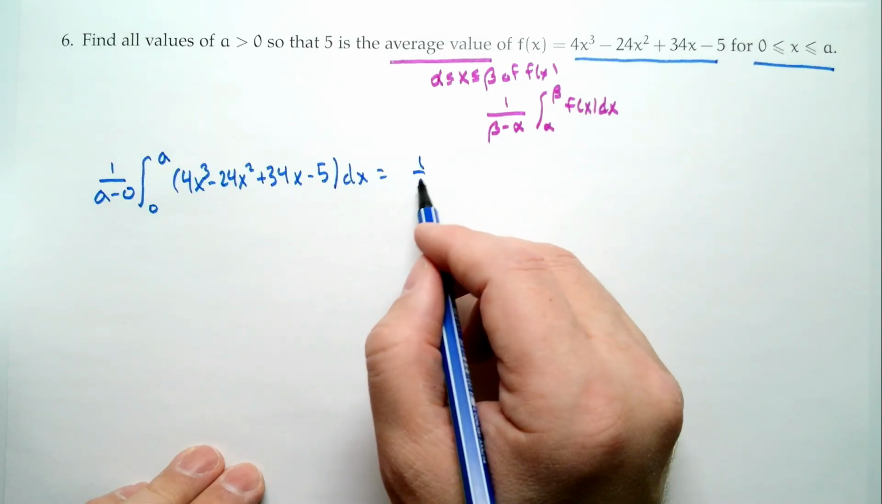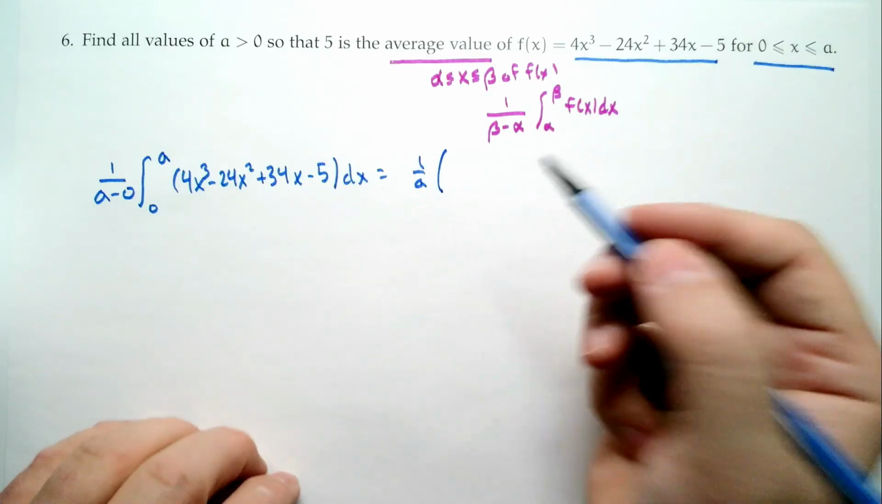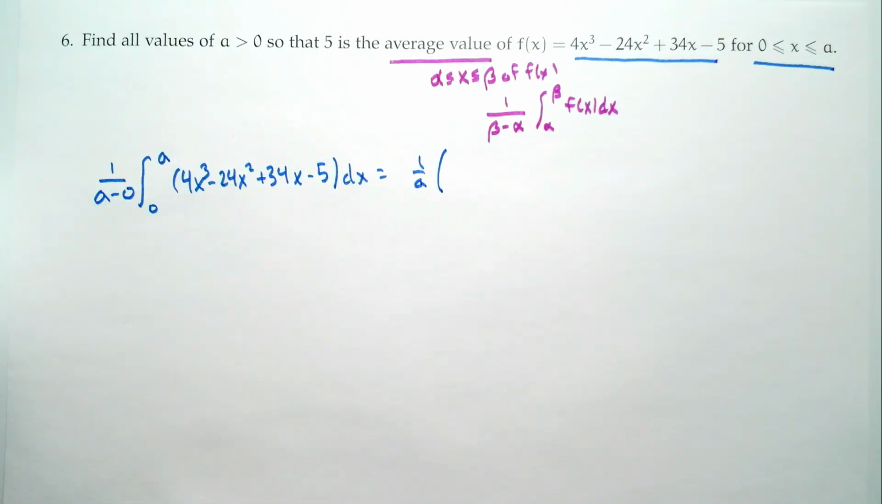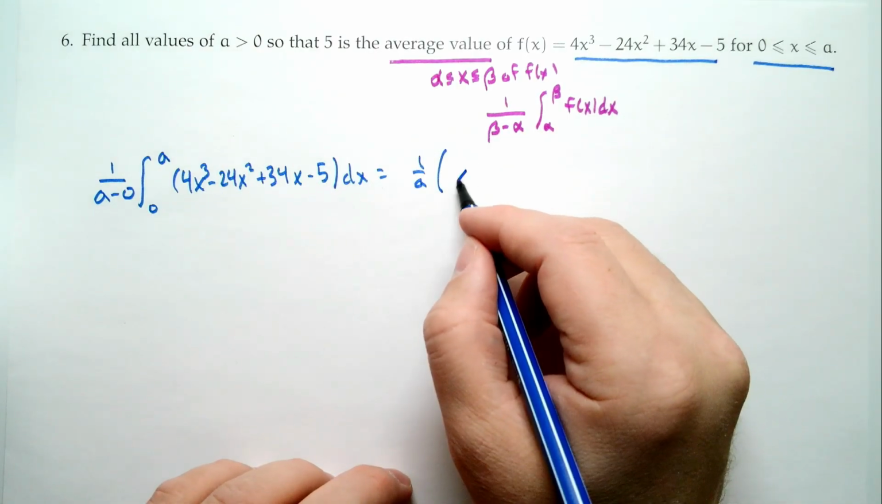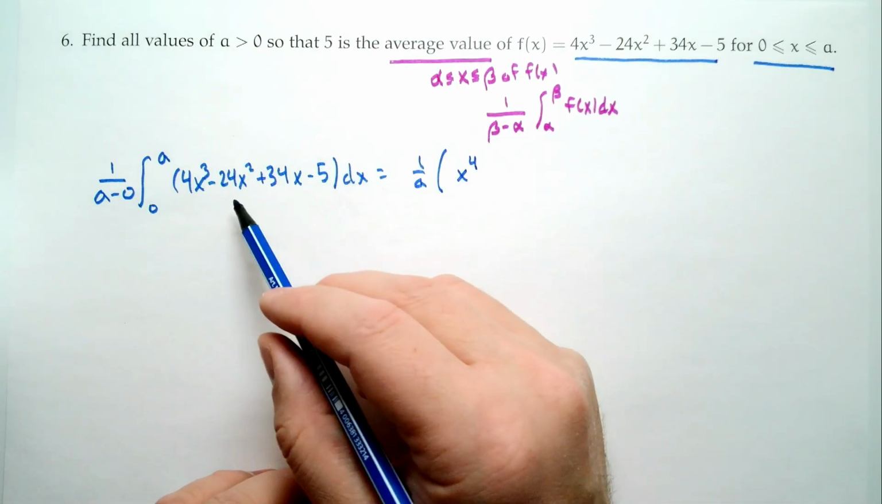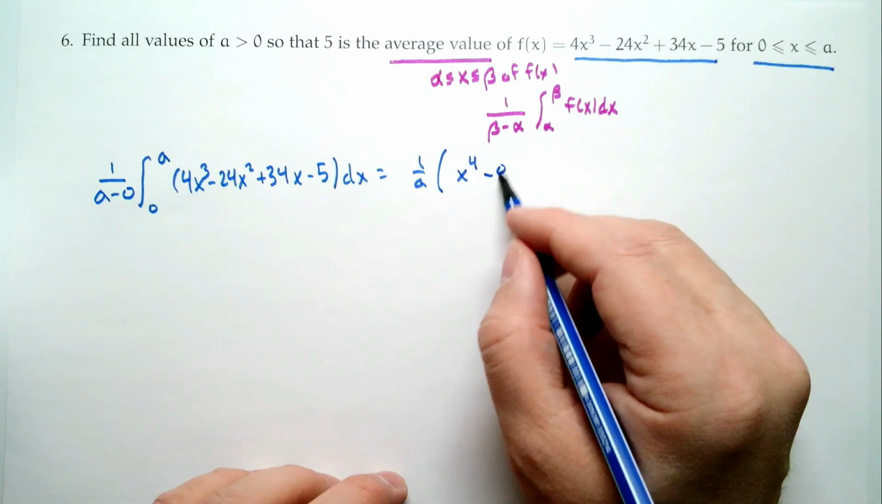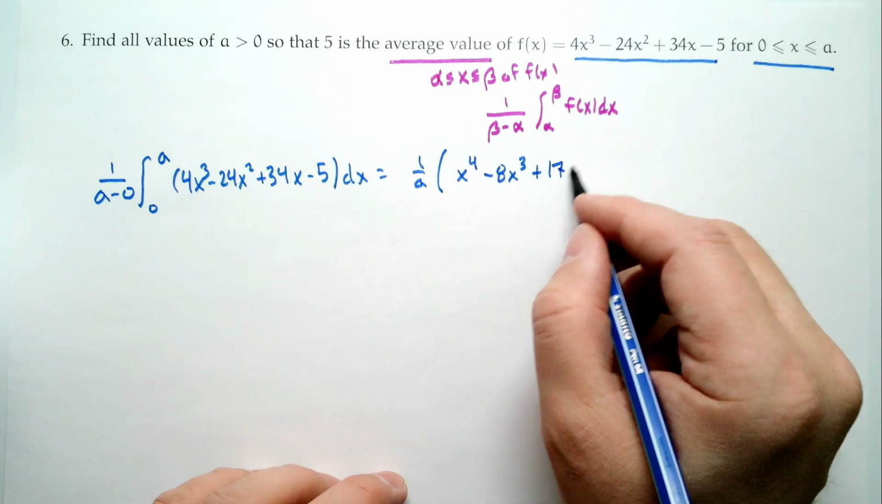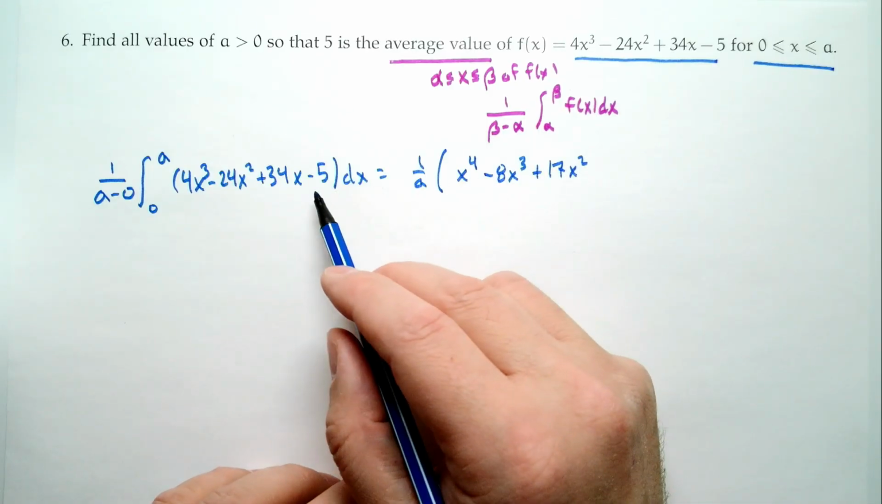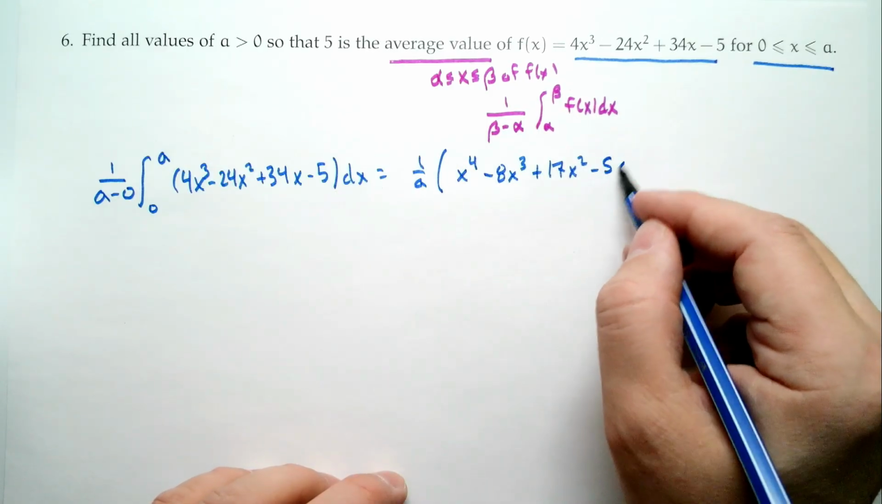So that's 1 over a, and this is a function that's on our list. Polynomials are on our list. And remember, we can always pull functions apart when they're being added and subtracted, so we just do them each individually. Integral of 4x cubed, that's x to the fourth, minus 24x squared, that would be minus 8x cubed, plus 34x, that's 17x squared, minus 5 becomes minus 5x.